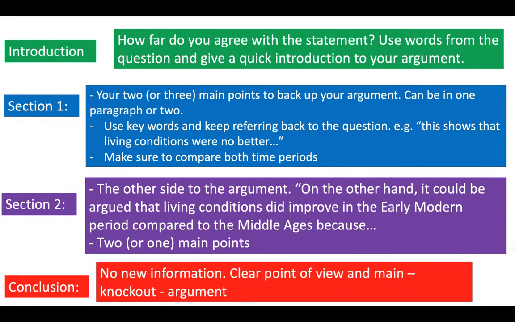Then we come to our conclusion. Key thing, no new information should be in your conclusion. You shouldn't be making any new points. Instead, you want to reiterate your major points. So you give a clear point of view and you give your main, what could be described as a kind of knockout argument. Okay, this is how it's been described by examiners. You give your 1 major point.